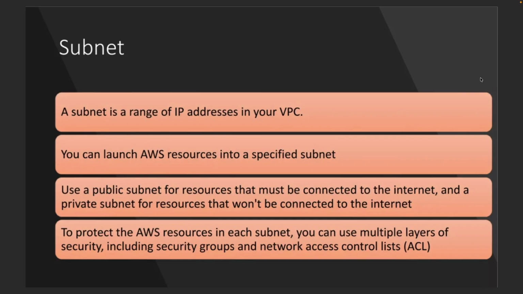To protect the AWS resources in each subnet, you can introduce multiple layers of security. This includes security groups, which act as a firewall at the instance level, and network access control lists, also called NACLs, which act as firewalls at the subnet level. This layered approach is called defense in depth, and it's a best practice for cloud security.